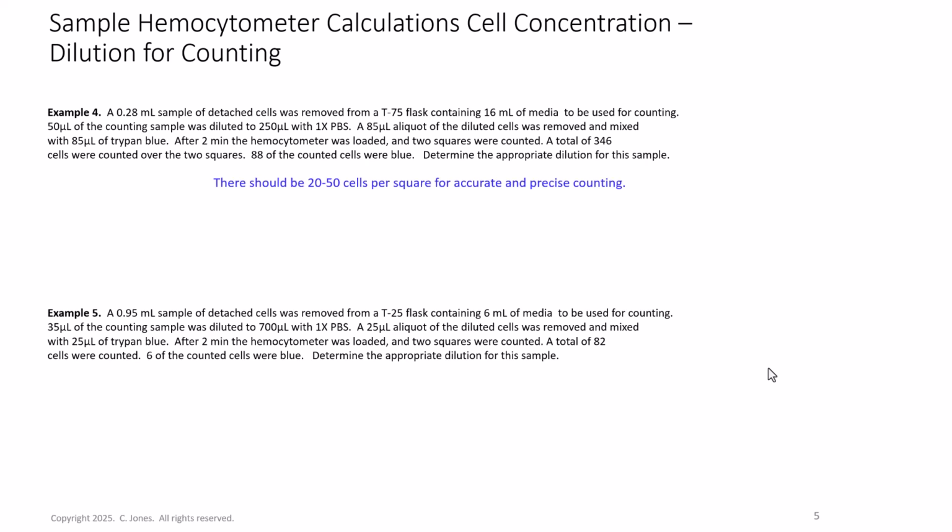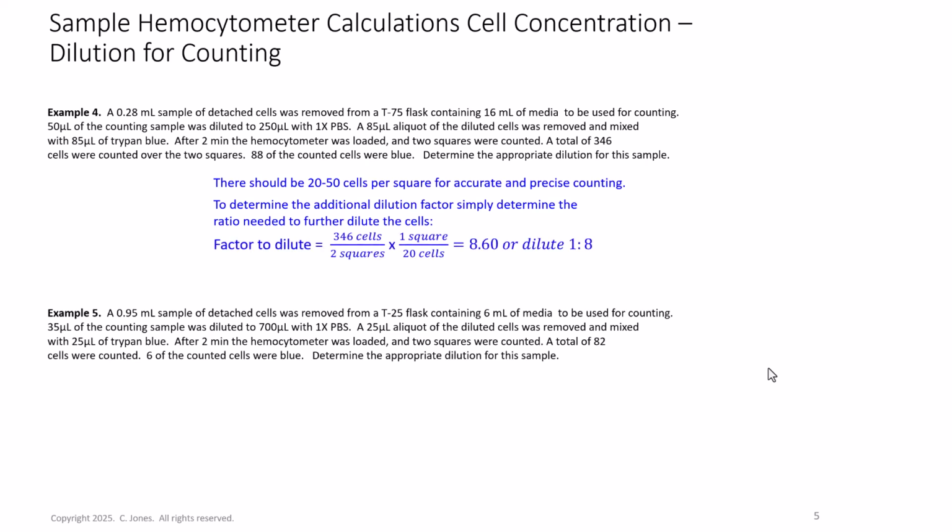So again, same thing. Here, we know that we want 20 to 50 cells for accurate and precise counting, right? We're simply going to determine the dilution factor. This is going to be 346 cells per 2 squares, because we really want to go per 1 square, times 1 square with 20 cells, or we get a dilution ratio of 8.60. And so we could dilute this 1 to 8. Usually using even numbers is easier to work out the dilution, okay? But we could also do a 1 to 9 dilution, okay?